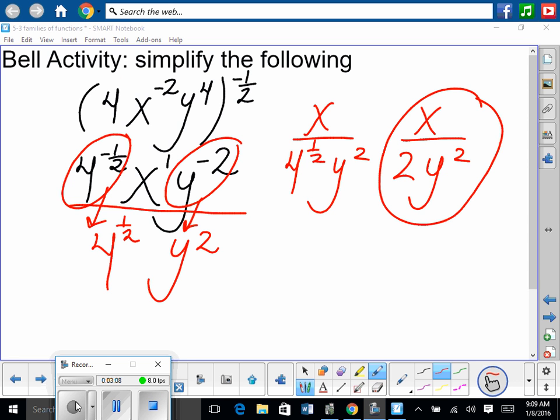Question. So you guys, I just had somebody ask me this. Why did these go down and x didn't? Did x have a negative exponent? No. So that's why it stayed. Good question. Any others? Loved it. Okay, moving on to what we're learning today.